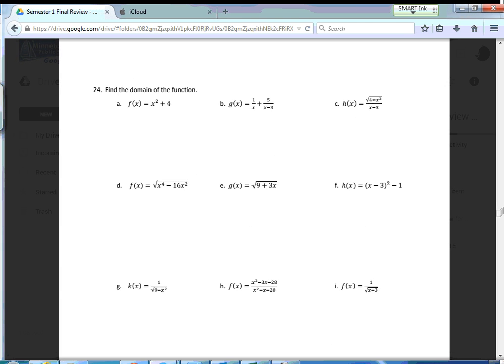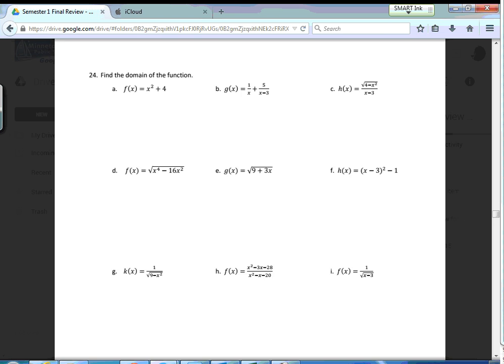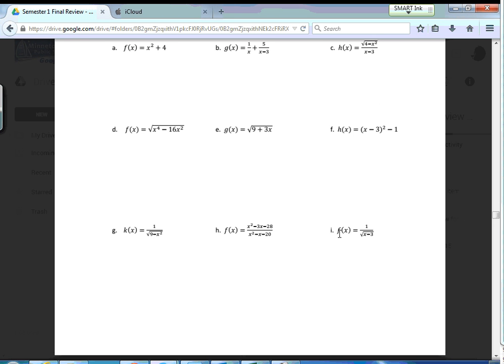24, domains. Oh, huge. Look at how many domain questions there are. The key to domains was that there were 2 things that could crash your function: square roots and denominators. If it was 3 or 0, those are things that are not in your domain. So it's all reals except that 3 doesn't work and 0 doesn't work.